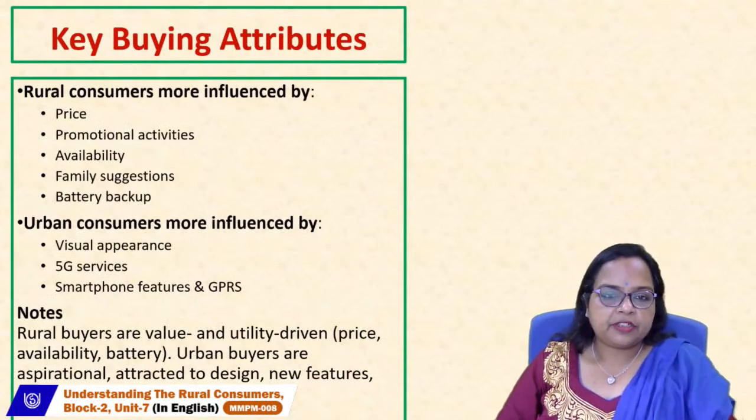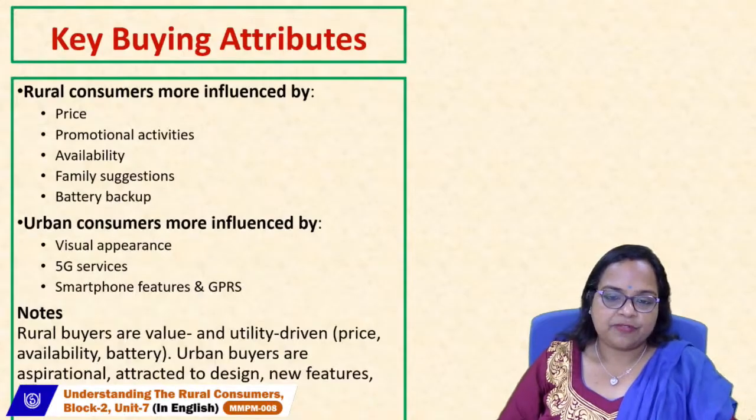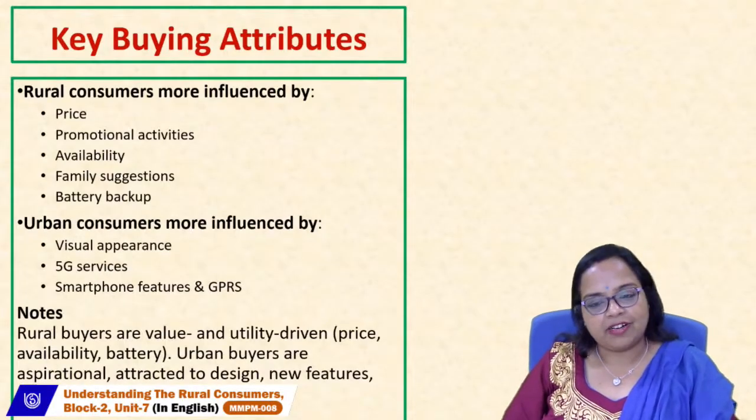What are the key buying attributes? Rural consumers are more influenced by price. That is the first factor. They are price sensitive. If you are keeping it at 400 versus 399, that makes sense for the rural buyer, because the first thing they are hearing is 300. And when you are keeping it at 401 rupees, the first thing they are hearing is 400. They are very price sensitive. They want the product to cater to their needs, but in a very affordable price range.